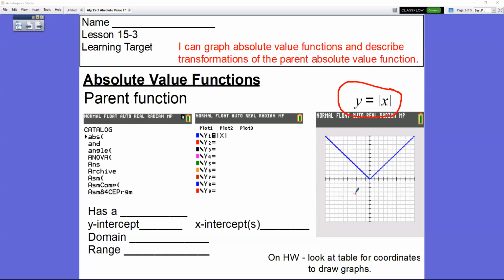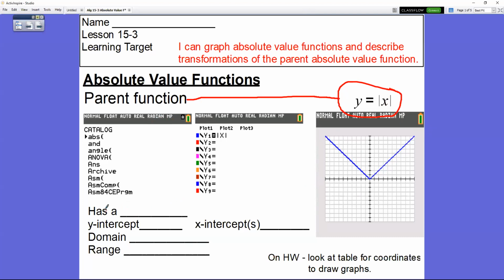All right, so what's called a parent function. The parent function is the original equation. We're comparing all of these to this absolute value function. So this is the absolute value of X. When you type that into your Y equals, this is what the graph looks like.